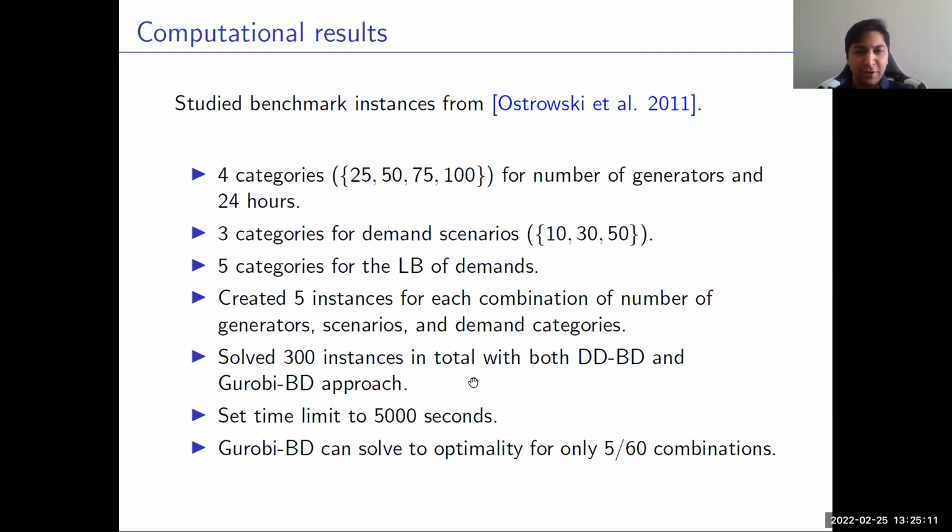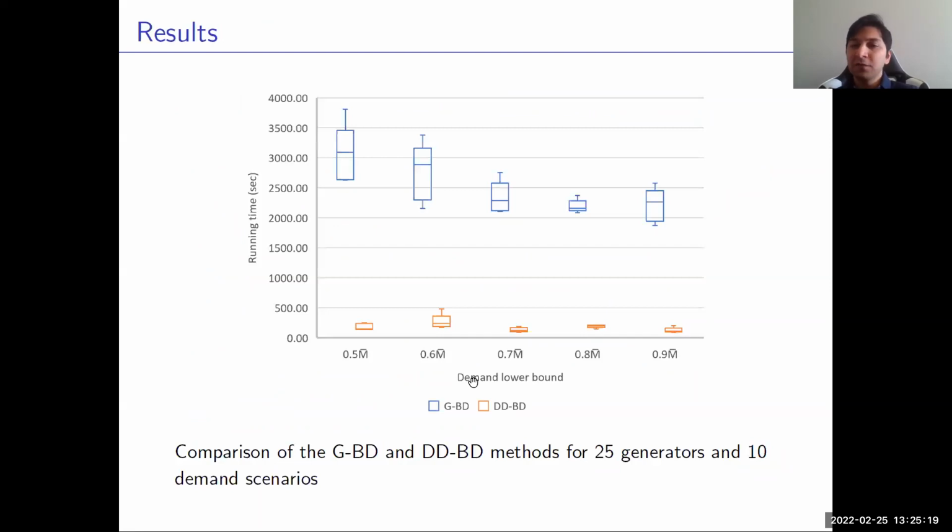So that shows the strength and the superior performance of the DDBD over Gurobi. But to have a side-by-side comparison for those 5 categories, that, by the way, correspond to the smallest sizes in terms of the number of generators and demand scenarios, here we have the box plot of the solution time. The blue box represents the solution time for the Gurobi approach, and the orange one for the DDBD. And as we can see, even for these smallest size problems, there's a significant improvement in terms of solution time that we achieve using DDBD.